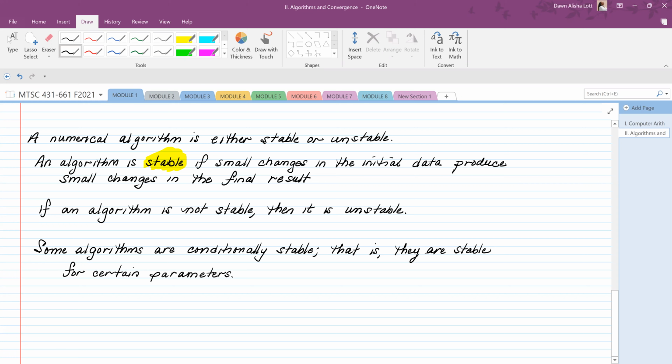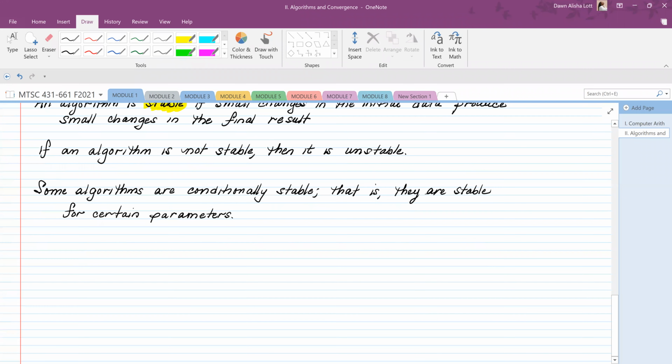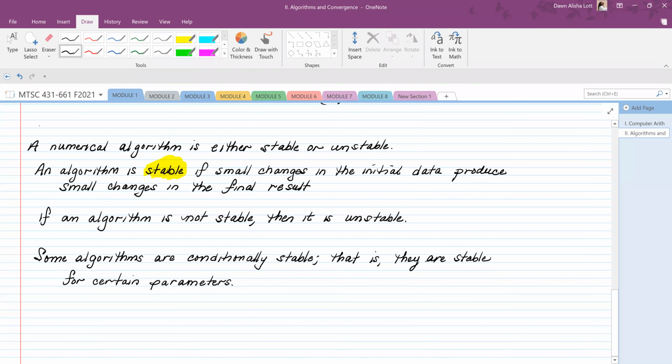Okay, so you'll know if your algorithm is stable or not, because if it's a correct algorithm and it's coded correctly, but when you're solving the problem you're getting answers that are blowing up, then it's either unstable, or it's conditionally stable and you don't have the right parameters. Okay, so I have one other definition.